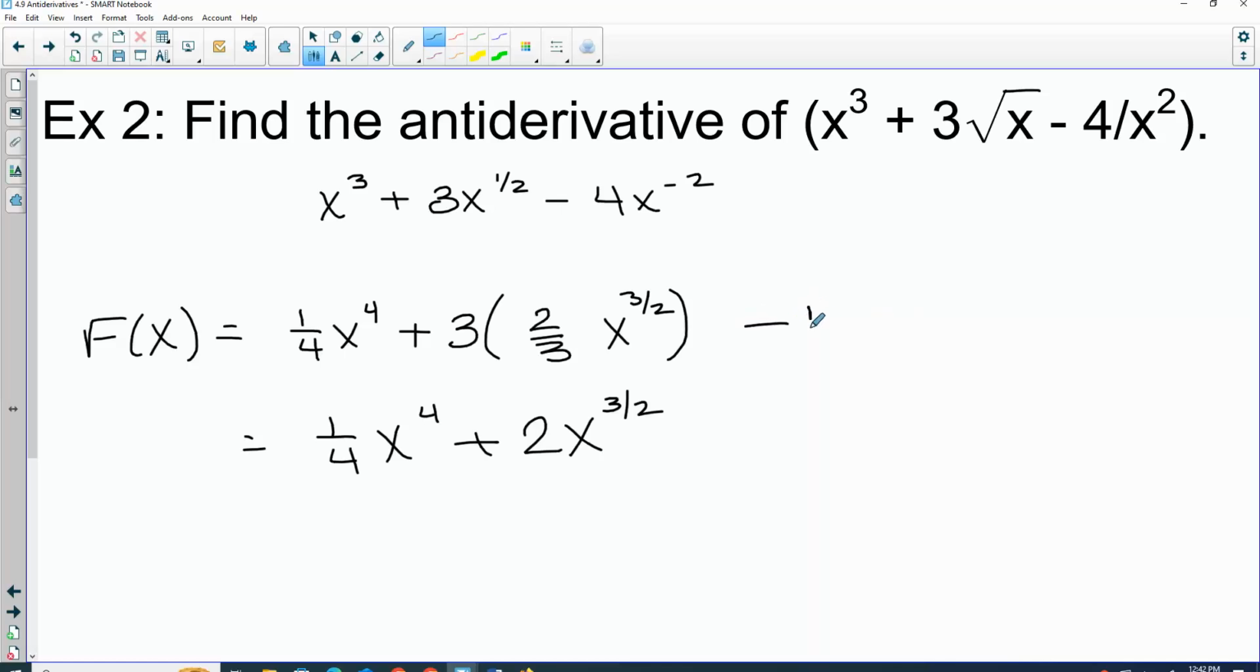Alright, so here, the minus 4 we're just going to hang on to for a minute. Think about our x. If we add 1 to the power, it is? Add 1, negative 1. So what goes in front? A negative. So we get plus 4x to the negative 1. And what else do we need?